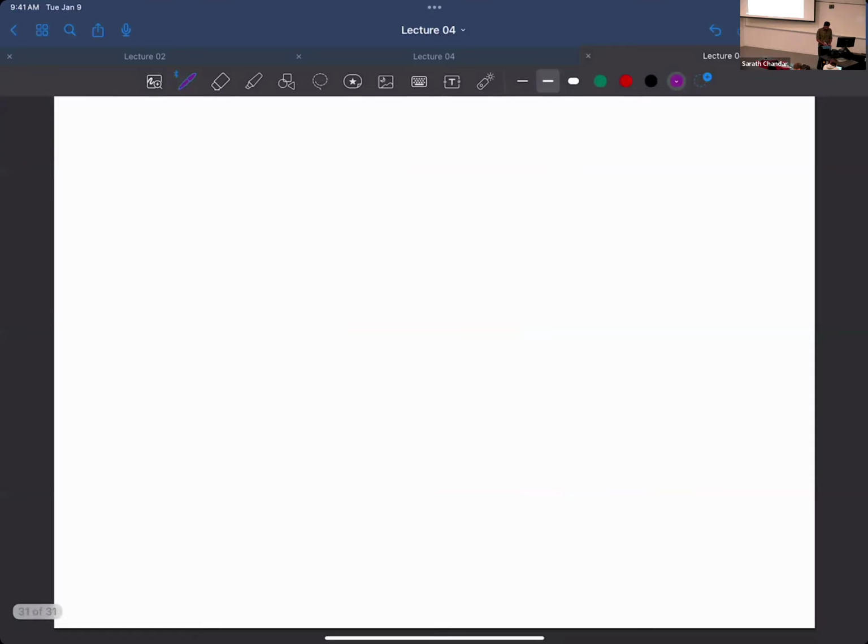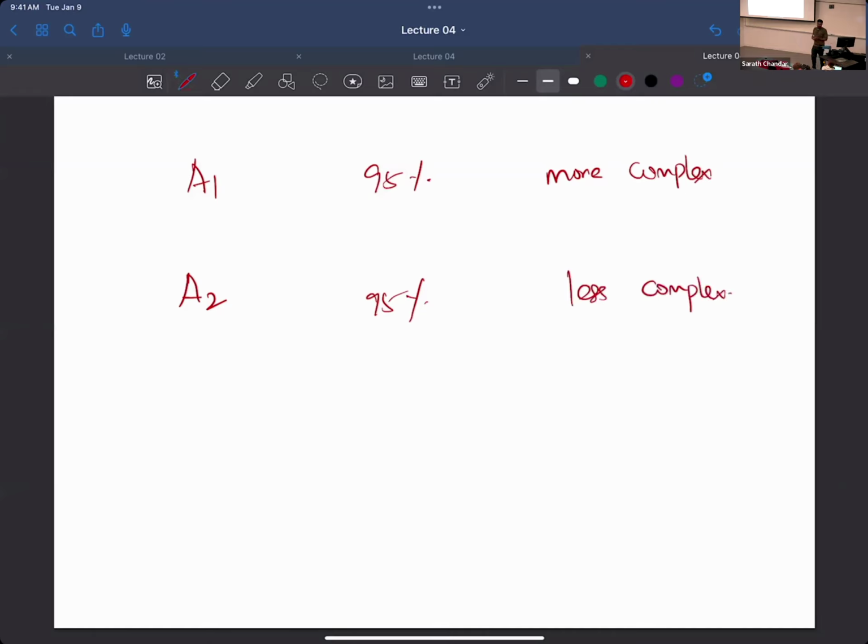Okay, so here is a situation question. Let's say I have two algorithms, let's call them A1 and A2. They both have equal performance. They both are 95% accurate. But A1 is more complex and A2 is less complex. I want you to pick one of these two algorithms. Which algorithm would you pick?